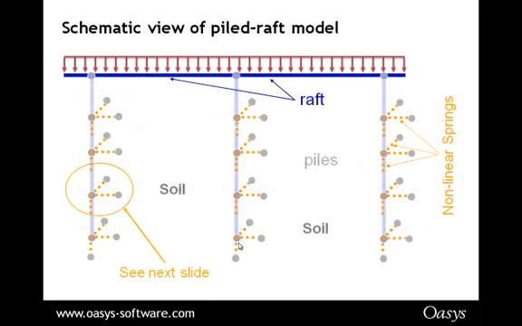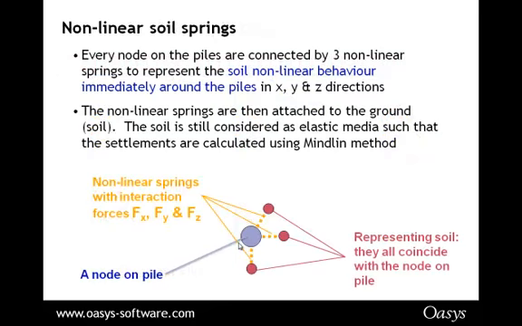So here's a schematic view of a raft model. As you can see, the piles here are represented by nodes, and the soil is represented by nonlinear springs. Every node on the piles is connected to 3 nonlinear springs to represent the soil nonlinear behavior. So it's quite a powerful model. It's a very powerful program. It does a very good 3D analysis, and it often comes to a very useful result.